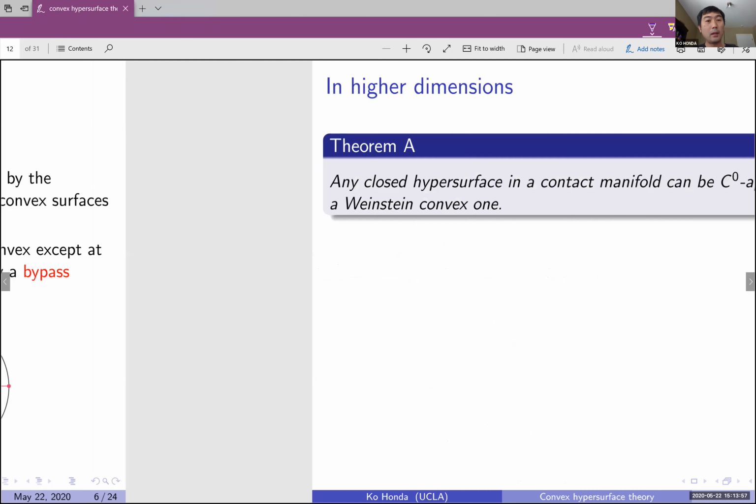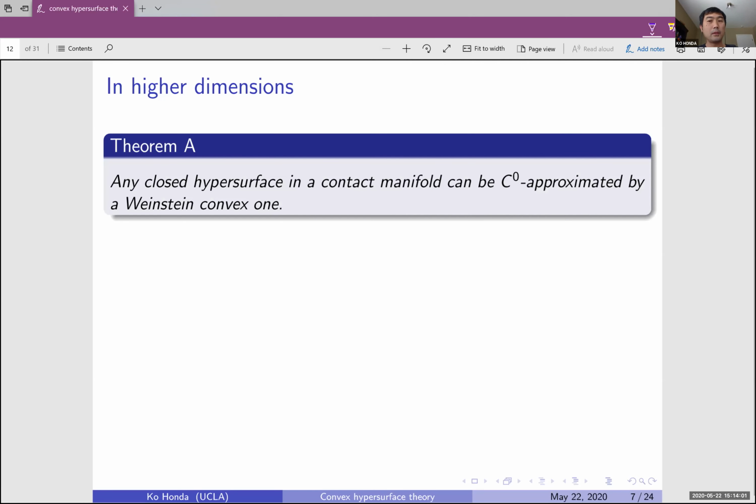Okay, so what happens in higher dimensions? I guess I'll label the theorems theorem A, B, and maybe there's another one called C. Theorem A says any closed hypersurface in a contact manifold can be C0 approximated by a Weinstein convex one. Okay. So C0 convex means given a hypersurface, you're allowed to do some relatively drastic things, you can do stuff like this, and that's perfectly fine. And in fact, what will end up happening is that schematically, you're going to be making modifications like these.